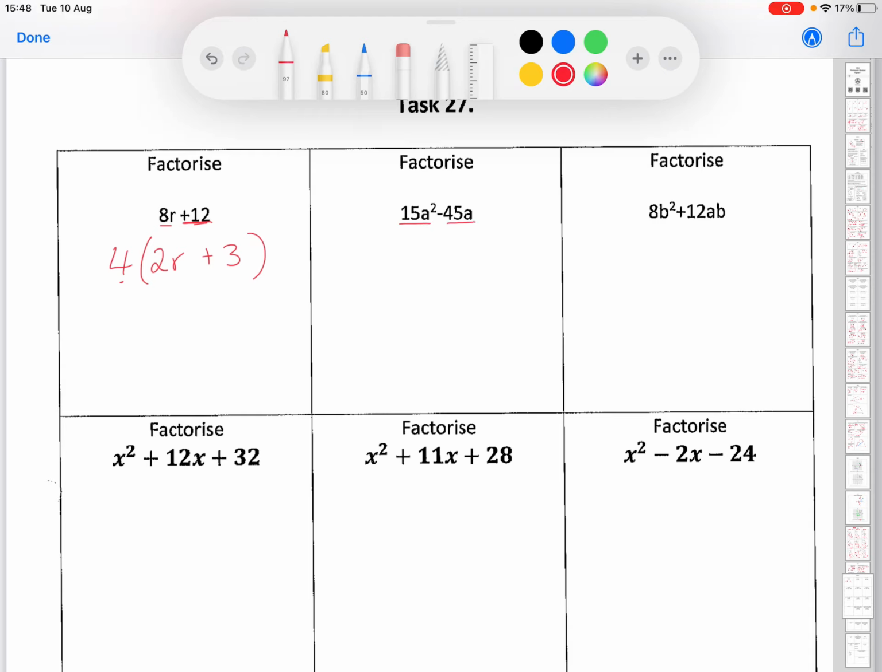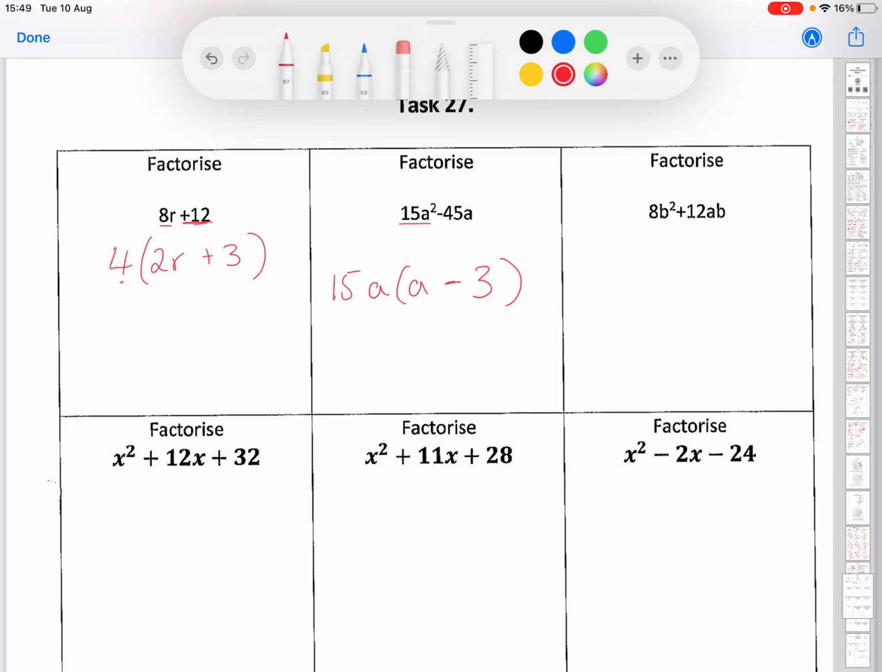Next one, we think about what goes into 15a squared and minus 45a. Now there is an a in both of them, so an a also has to come outside your bracket. But 15 also goes into both the numbers, so we can have 15a on the outside. Now what would you times 15a by to get 15a squared? Well, you need another a in there, so it's going to be another a. Then what would you times 15a by to get minus 45a? Well, you've already got the a, you need the minus, but you need 3 lots of 15 to get 45. So that's going to be our answer. So if you want to check it, you can expand your bracket to see if you get your answer again.